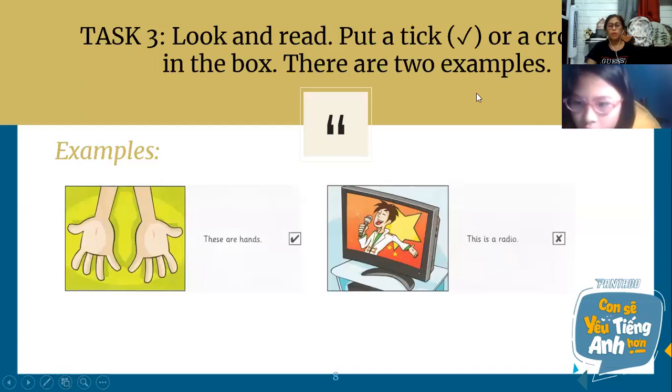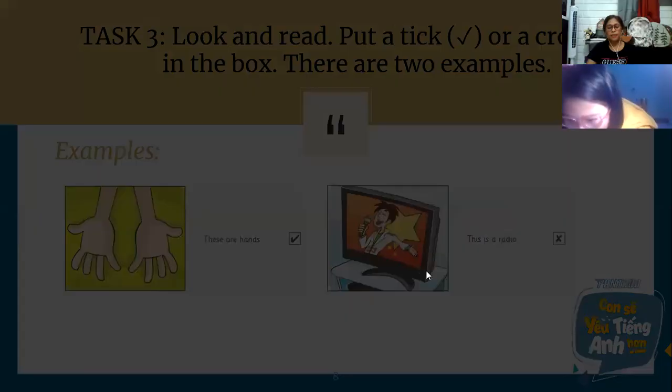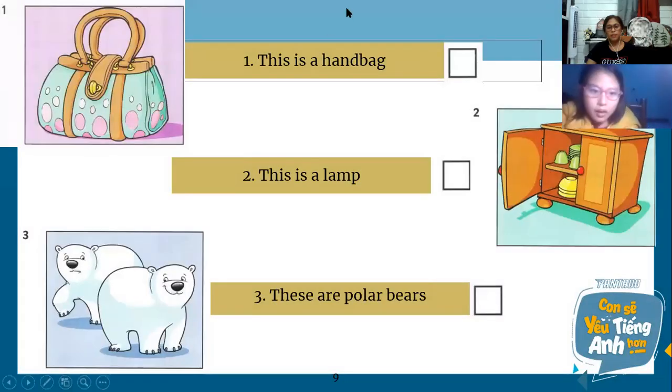So we have here reading and writing. Look and read. Put a check or a cross in the box. There are two examples. You look at that one, hands, then radio. Okay?